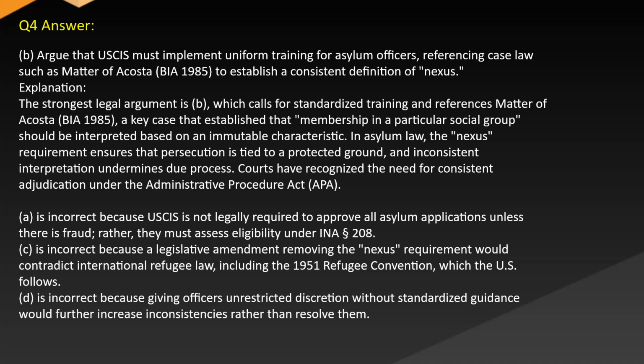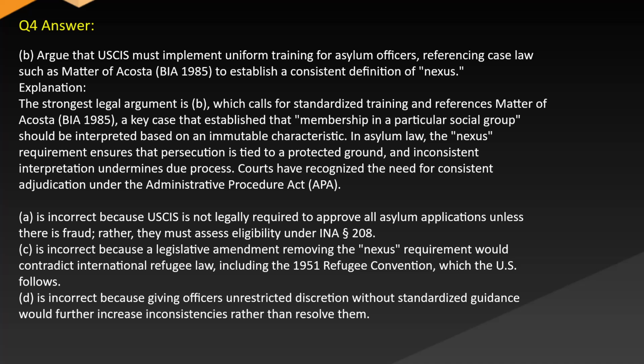Answer: B. Argue that USCIS must implement uniform training for asylum officers referencing case law such as Matter of Acosta, BIA 1985, to establish a consistent definition of nexus. Explanation: the strongest legal argument is B, which calls for standardized training and references Matter of Acosta, BIA 1985, a key case that established that membership in a particular social group should be interpreted based on an immutable characteristic. In asylum law, the nexus requirement ensures that persecution is tied to a protected ground, and inconsistent interpretation undermines due process. Courts have recognized the need for consistent adjudication under the Administrative Procedure Act.